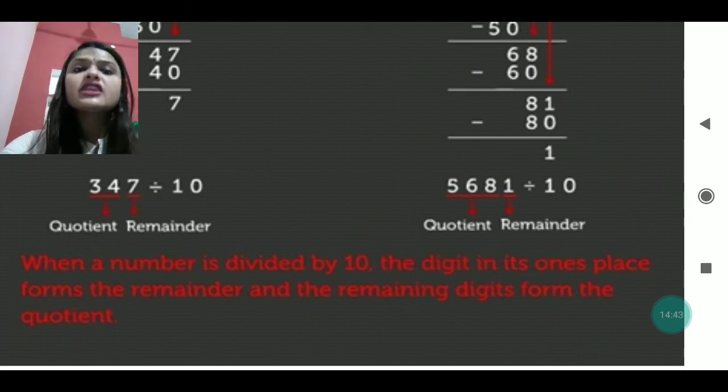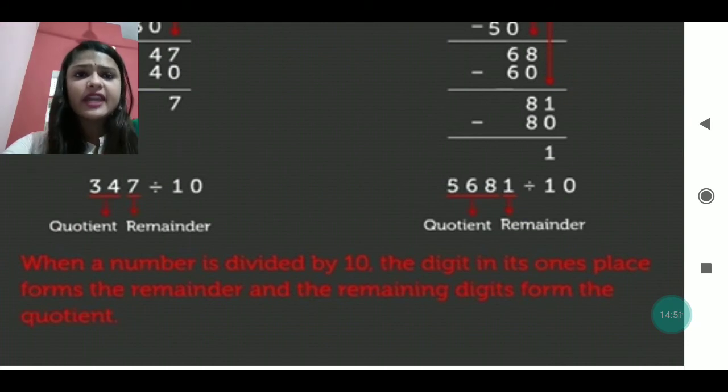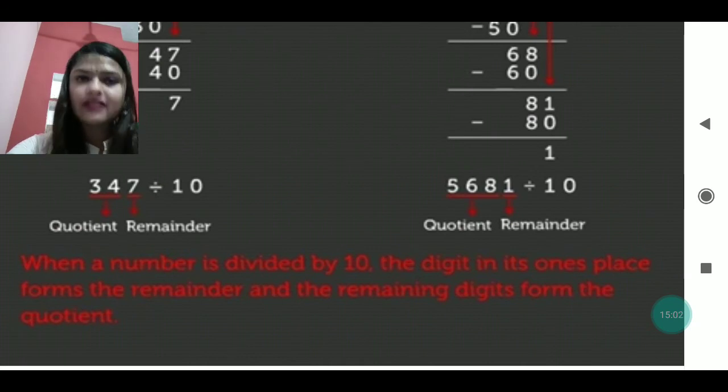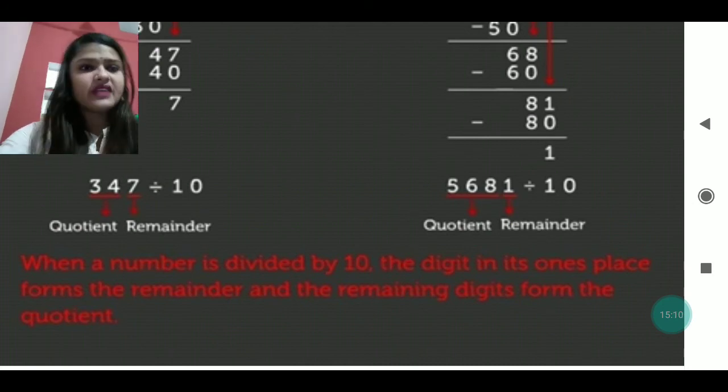And the remaining digits will become the quotient. You can see in 347 divided by 10, 34 has become the quotient and 7 has become the remainder. In the same way, 5681 divided by 10, the same thing happened. 5680 becomes the quotient and 1 becomes the remainder.